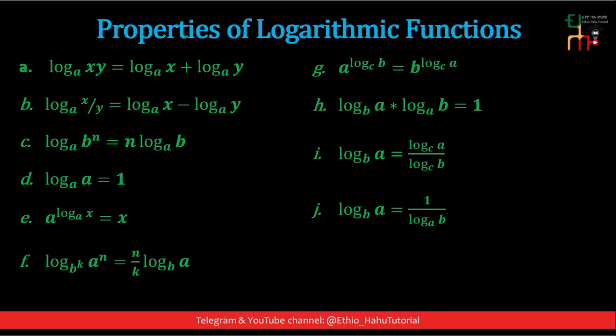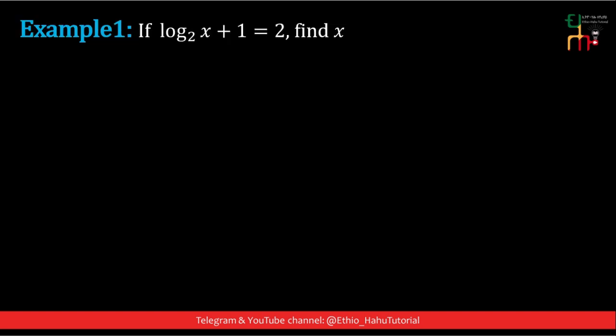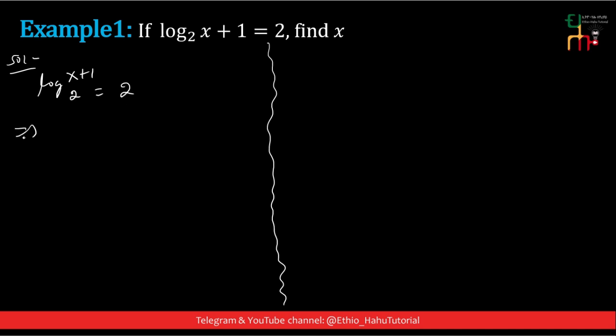Having seen this, let's solve examples. The first example: if logarithm of x plus 1 to the base 2 is equal to 2, find x. Logarithm of x plus 1 to the base 2 is equal to 2. This implies, from the relationship between logarithmic and exponential functions, x plus 1 is equal to 2 to the power of 2.